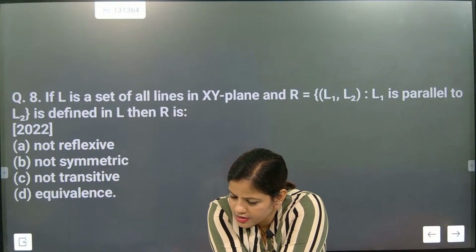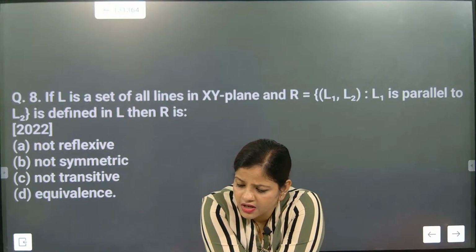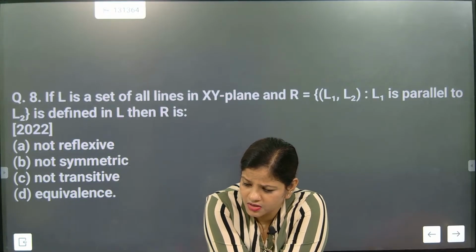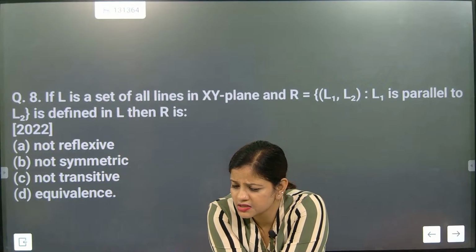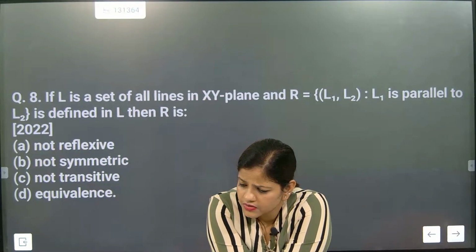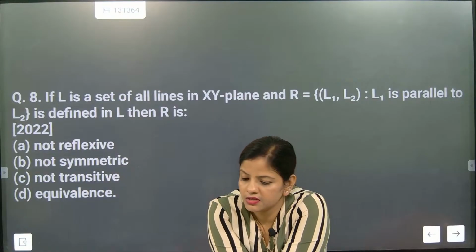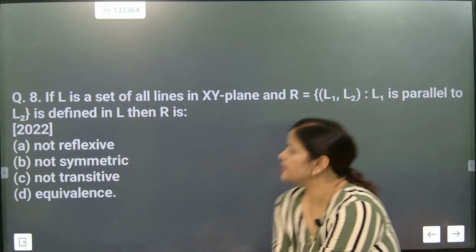Let's solve it. Question number 8, children, 28 minutes and we are still stuck on question number 8. This is not good. Joshika, option is D. Is it an equivalence relation? Super. This is absolutely correct. Yes, Mehan. Absolutely.